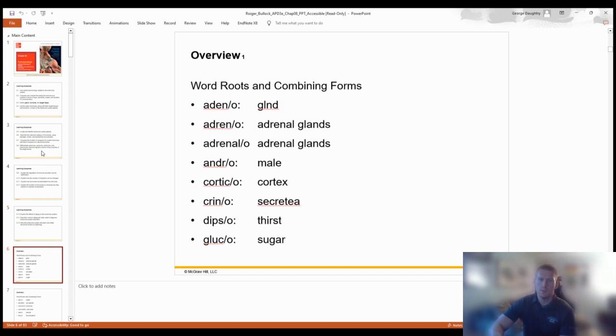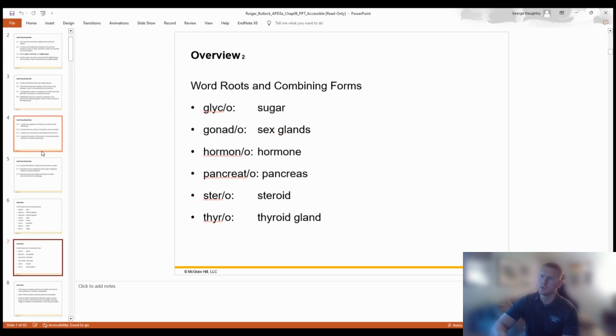All right, make sure within the overview, you do take some time to understand some of these word roots and combining forms. It can be a little bit difficult to remember all of the hormones that I'm about to go over, but if you remember some of these prefixes and suffixes, then you can put it together. For example, cortico, or cortic, is referring to the cortex. If we see andro, that's referring to male. If we see gluco, that's referring to sugar. And the list goes on.